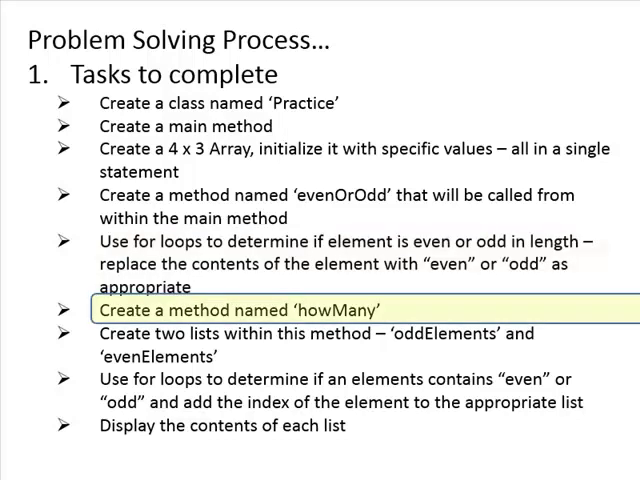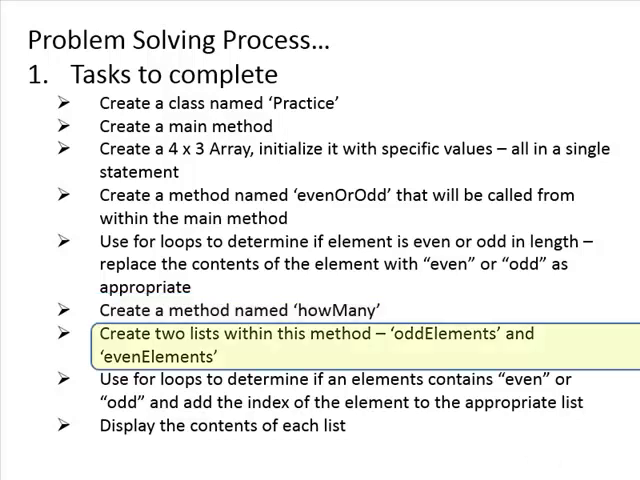Also going to create a howMany method. This method is also going to be called from within the main method, and we're going to need to pass the array over to it, which means we need to create the parameters that will hold that. Now, inside the howMany method, your instructions specifically require you to create 2 lists with specific names: oddElements and evenElements.